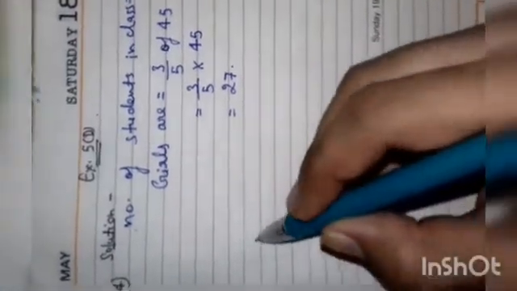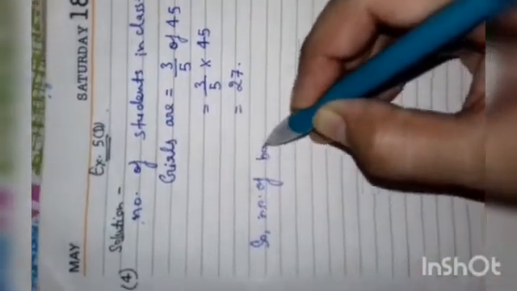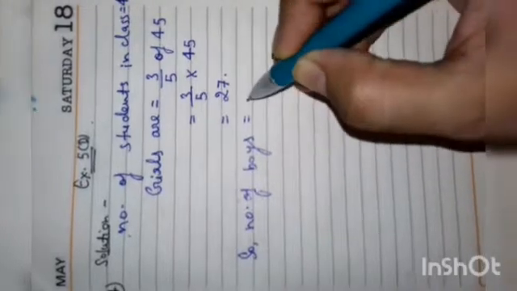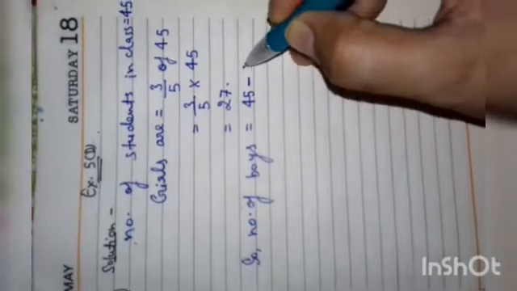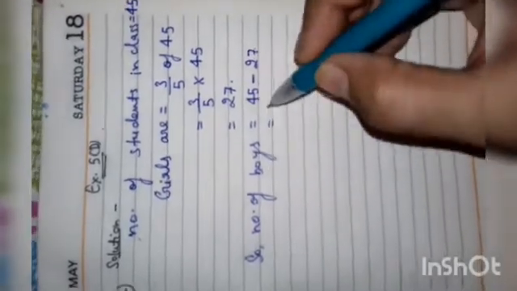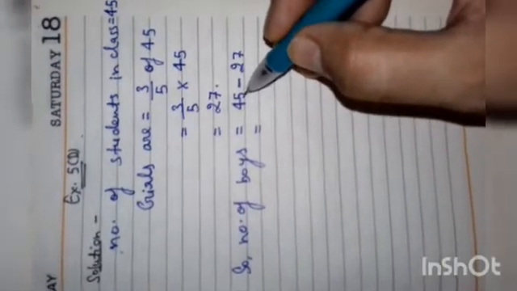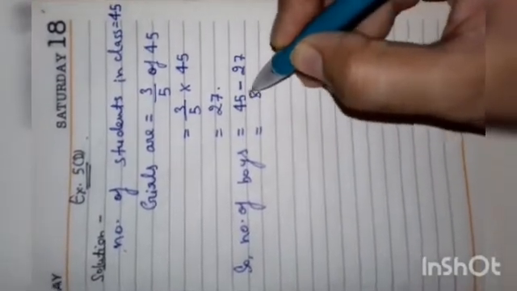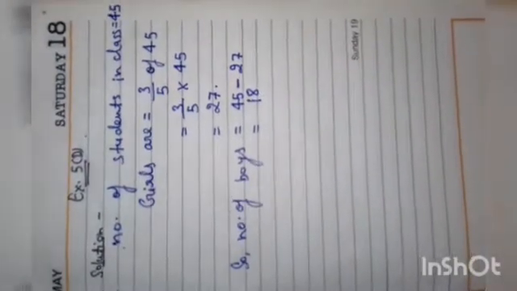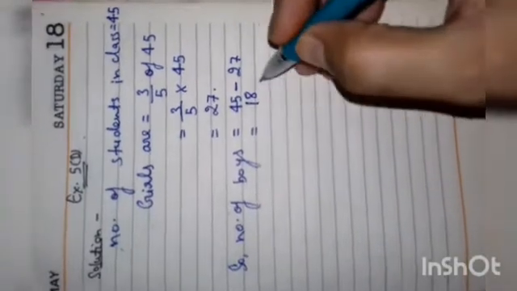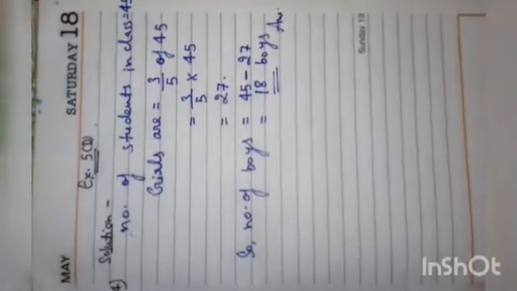Okay, so find the number of boys. Number of boys is equal to 45 total students minus girls. That is, the number of boys is the subtracted value here. 45 minus 27 is 18 boys in the class. Okay, move to the next.